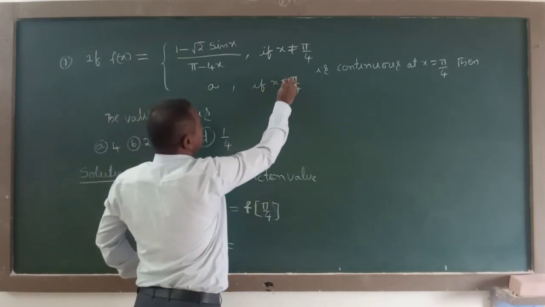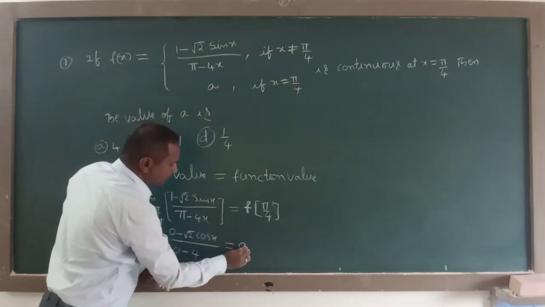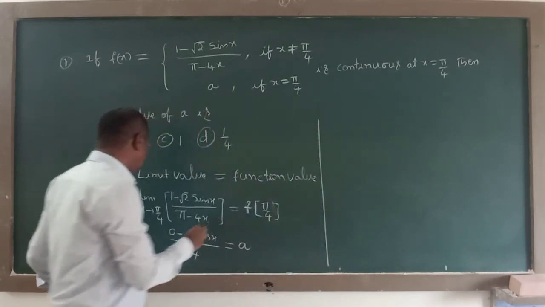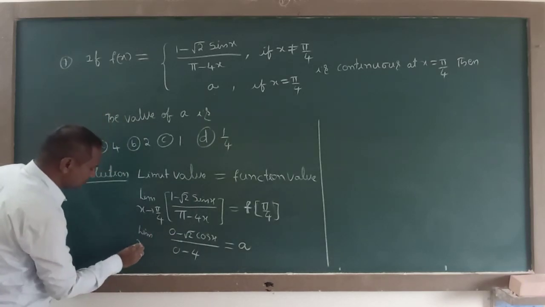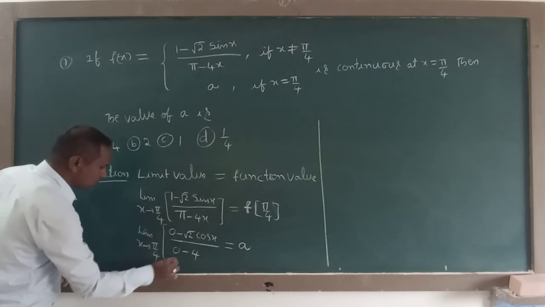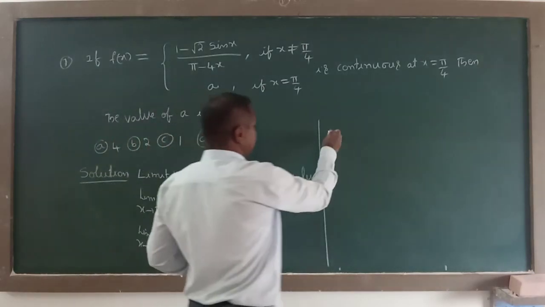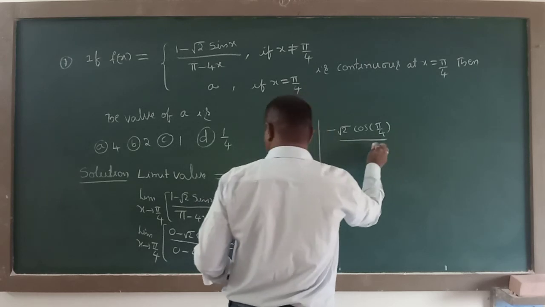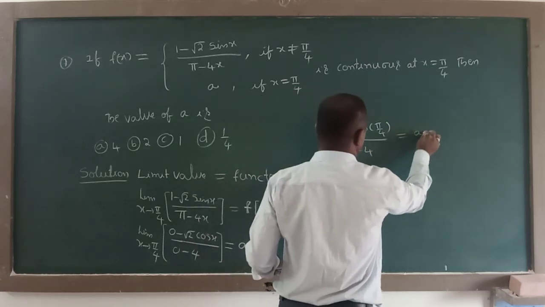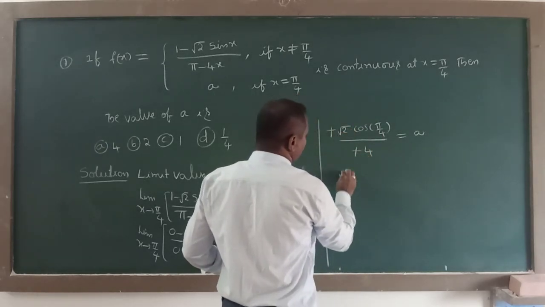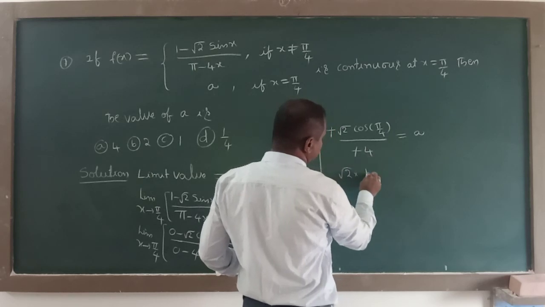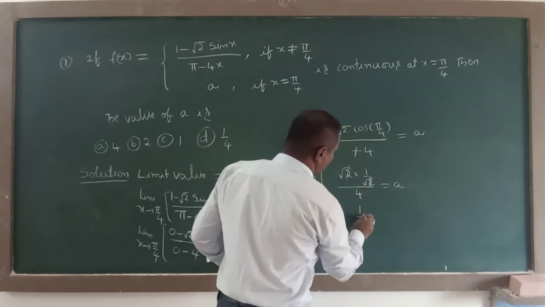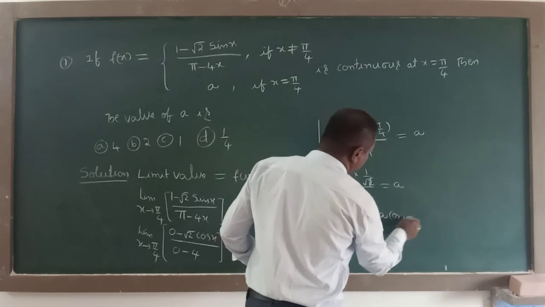Whichever value they give corresponding to the equal symbol, we must consider as the function value here. Then evaluate the limit value here. Apply the limit as x tends to pi by 4: minus root 2 into cos of pi by 4, whole divided by minus 4, is equal to the a value. Minus gets cancelled. Root 2 into cos 45 degrees, which is 1 by root 2, divided by 4, is equal to a. Root 2 gets cancelled. 1 by 4 is equal to a, or we can write a is equal to 1 by 4.